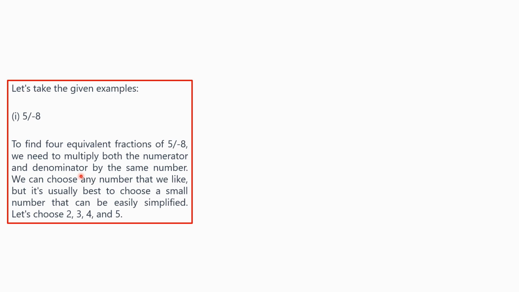In the first step, we multiply the numerator and denominator of 5 by minus 8 by 2, which gives us a new fraction, 10 by minus 16. This fraction has a positive numerator and a negative denominator.